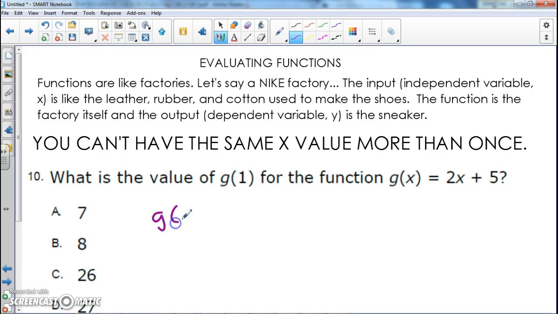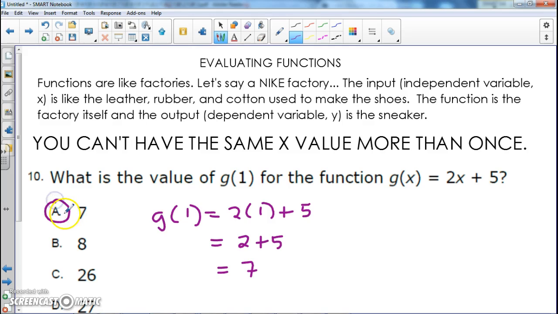All right, so let's start off. g of, instead of x, I'm going to write 1, and that equals 2 times, instead of x, 1, plus 5. So g of 1 equals 2 times 1 plus 5. 2 times 1 is 2, plus 5, and 2 plus 5 is 7. So the value of g of 1 for the function g of x equals 2x plus 5 is 7. All right, let's go to another example.